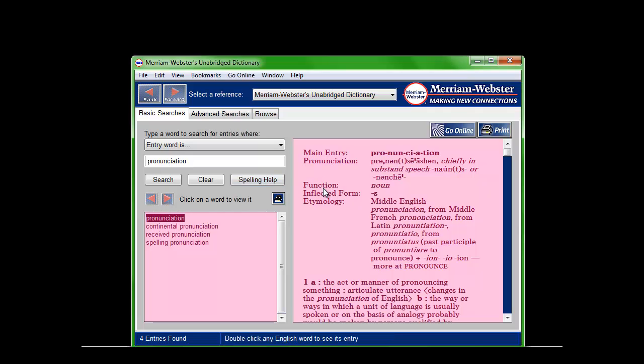Function is basically just the part of speech. It's a noun. Etymology, this is the biggie, the language of origin. We've got Middle English from Middle French from Latin, and knowing this for every word is such a key factor into its spelling. So that's what we're going to focus on a lot. And then down here you've got the definition, the act or manner of pronouncing something, articulate utterance. So there you've got the definition. So this is just an example entry from the dictionary, and we're going to focus on these symbols for now.